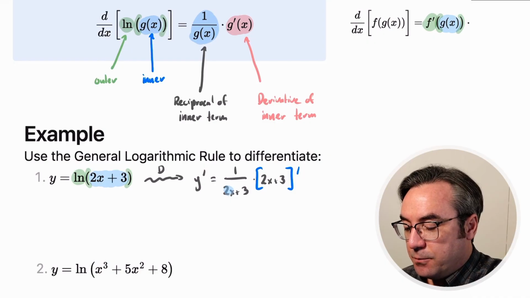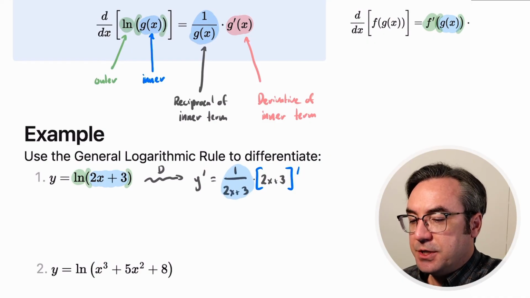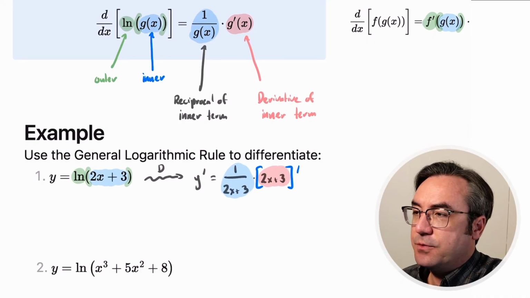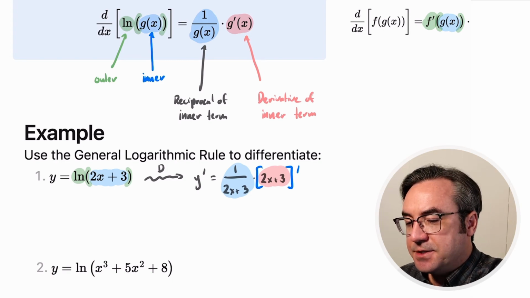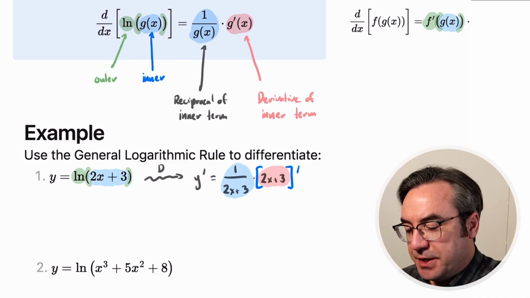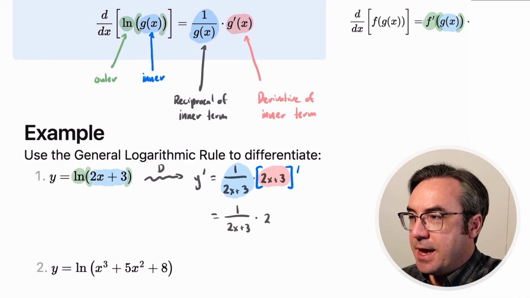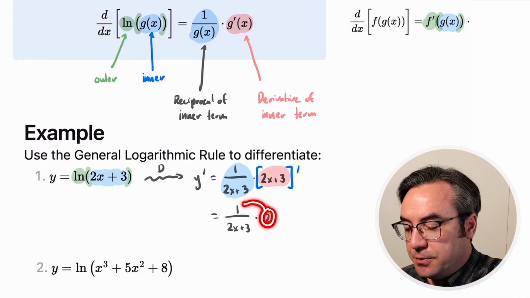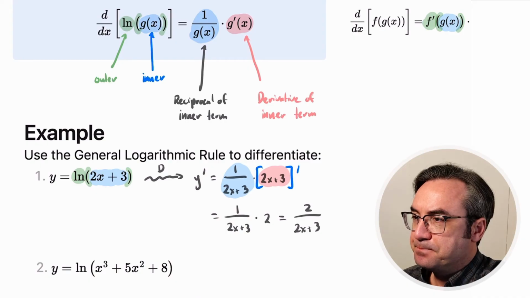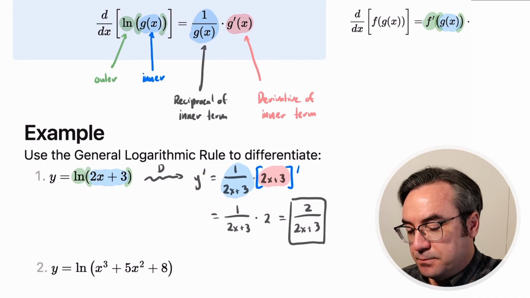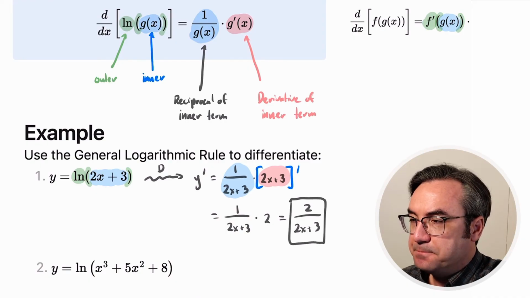So again, we've got the reciprocal of the inner function times the derivative of the inner function. And if we calculate this, derivative of 2x plus 3 is just 2. So we end up with 1 over 2x plus 3 times 2. And usually a good idea, take the 2, just multiply it into the numerator. So we end up with 2 over 2x plus 3. All right, so we got our derivative there.